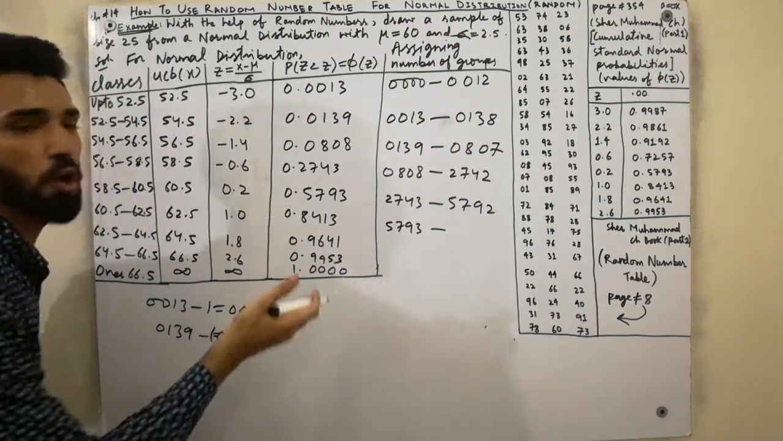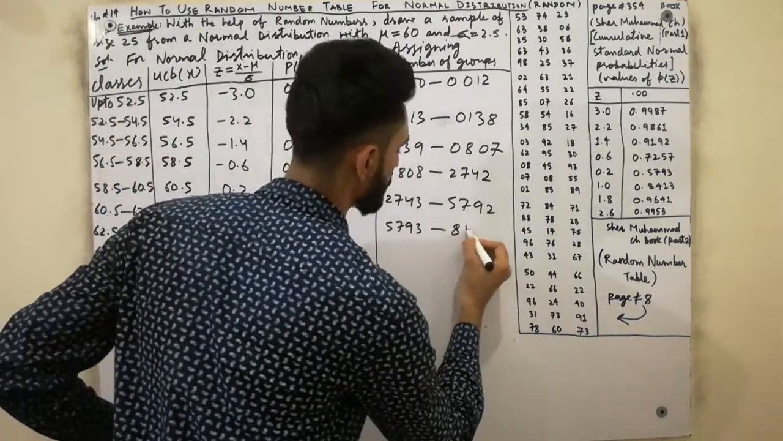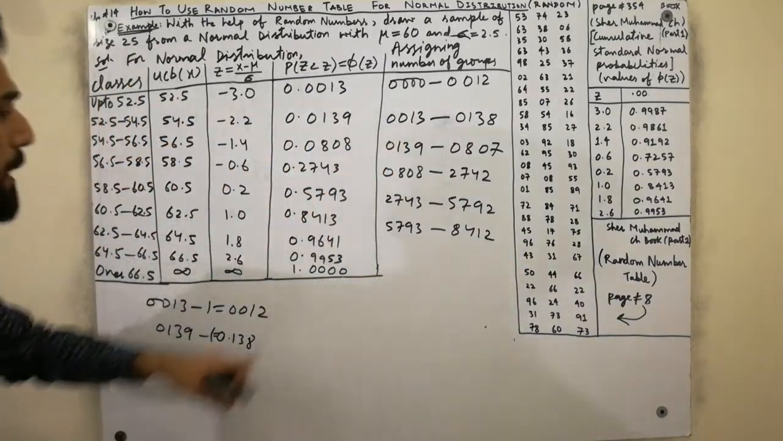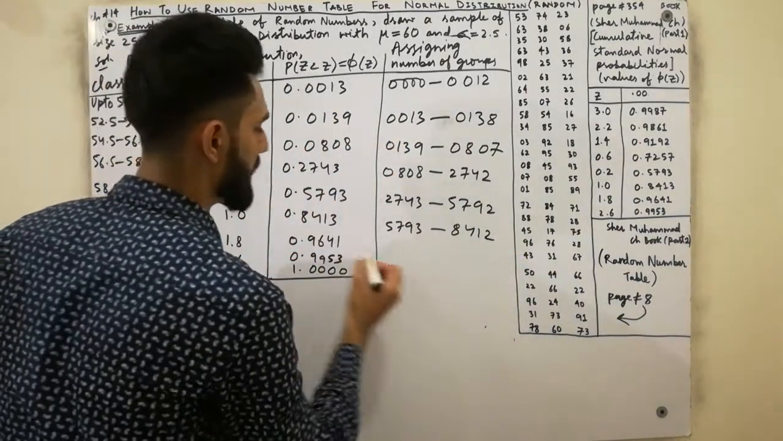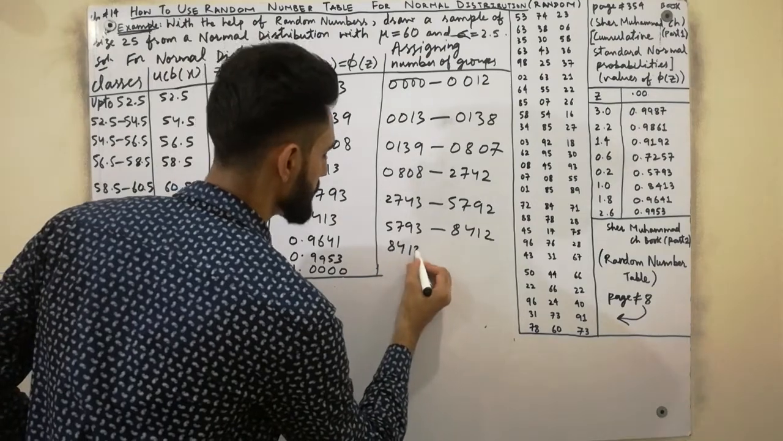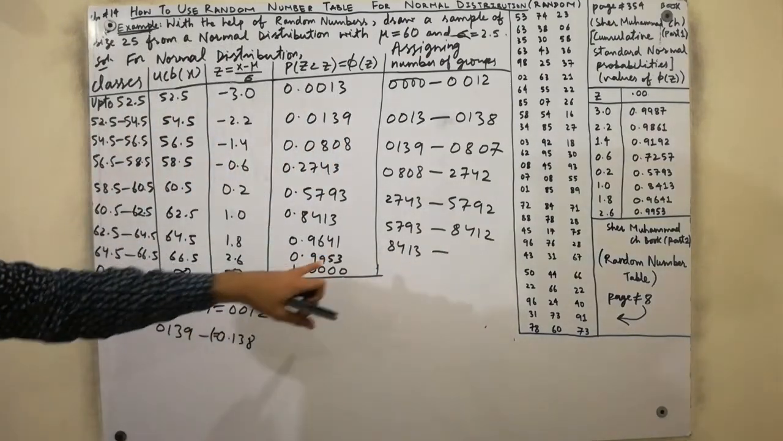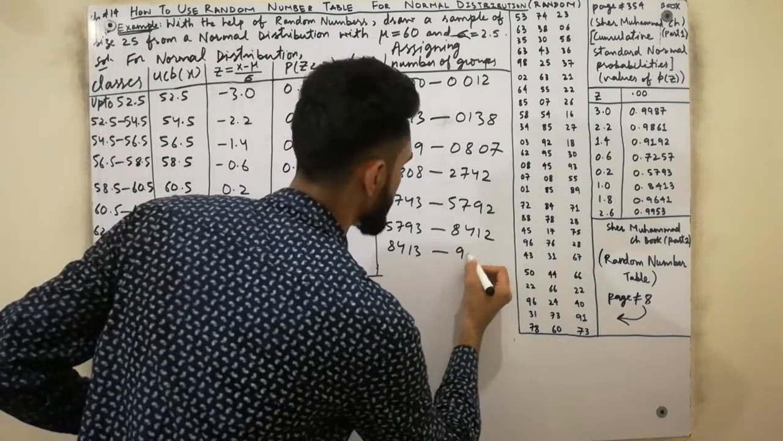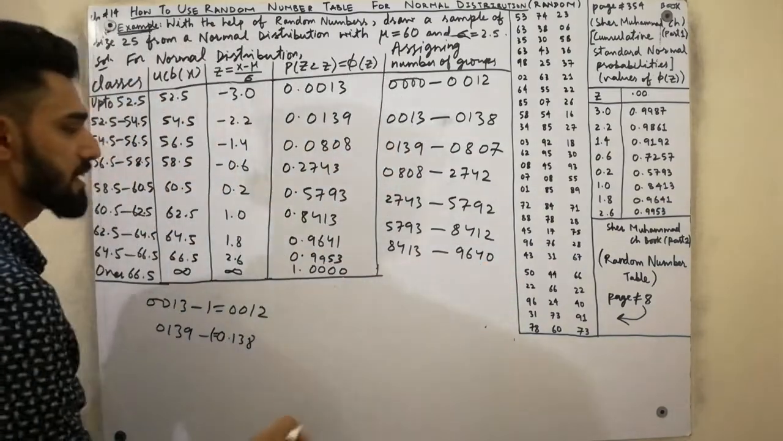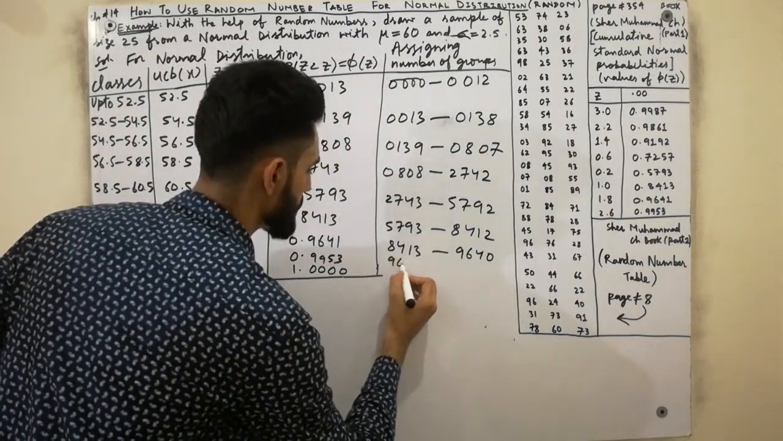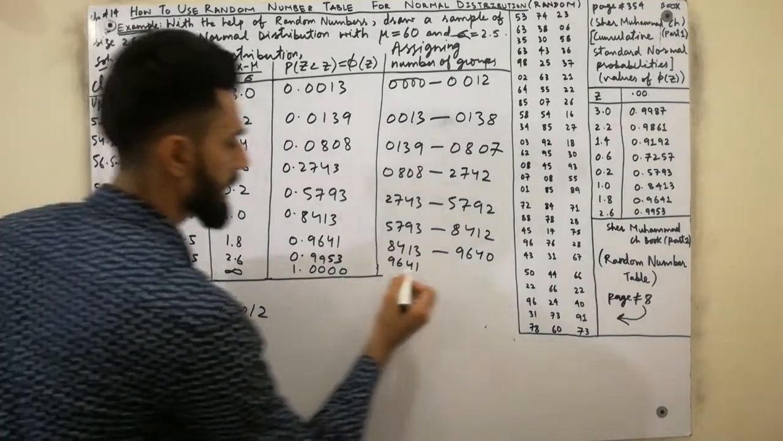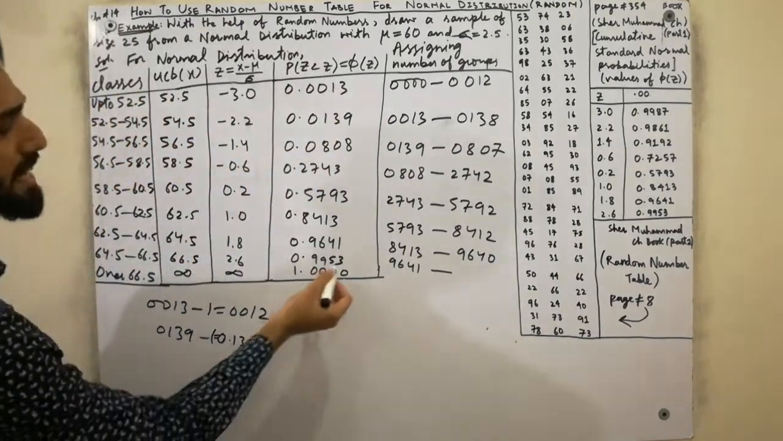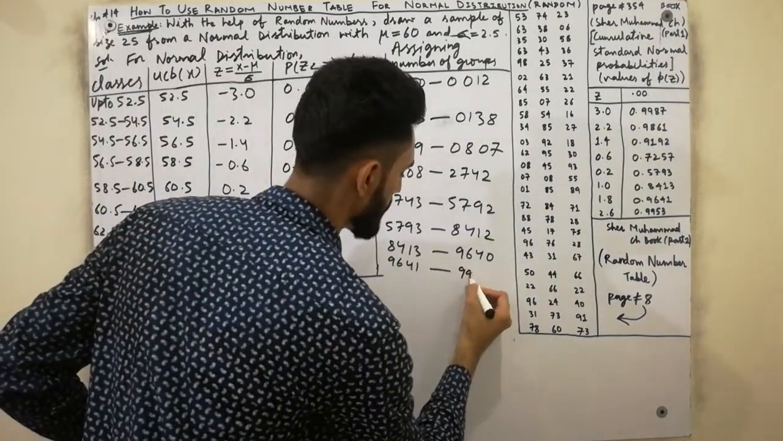Next, 8413 minus 1 will be 8412. Next step, 9641. 8413 will be the same here as it is. Next, 9641 minus 1 will be 9640, and that will be the same here, 9641. Next will be 9953 minus 1, which is 9952.